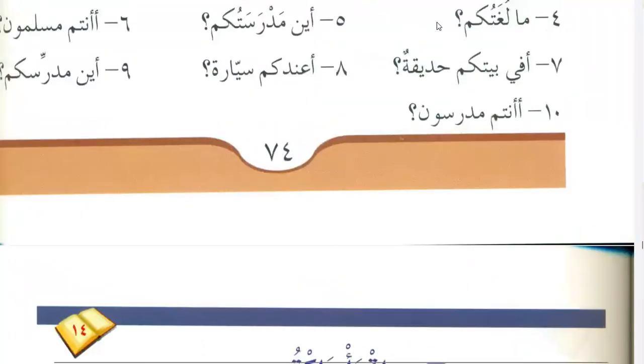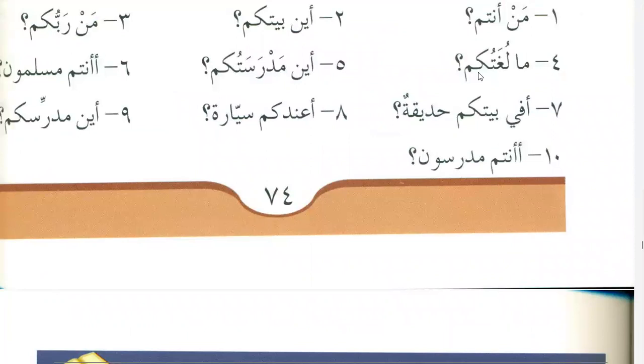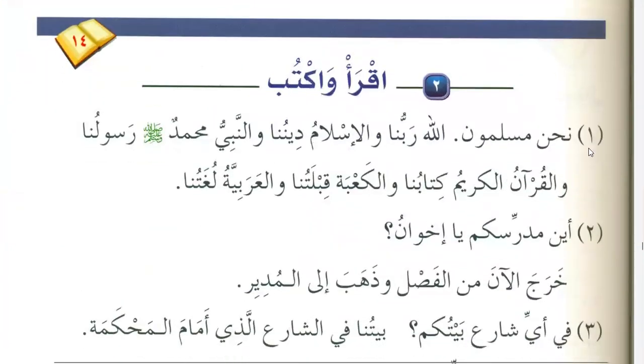Just like here I told you that kum is used for the mansub and majrur form and antum is for the marfu form. Similarly here, nahnu is marfu and na is used for the mansub and majrur form. The meaning of nahnu and na is the same. The difference is that nahnu is always marfu, and na is sometimes used for mansub and sometimes for majrur.